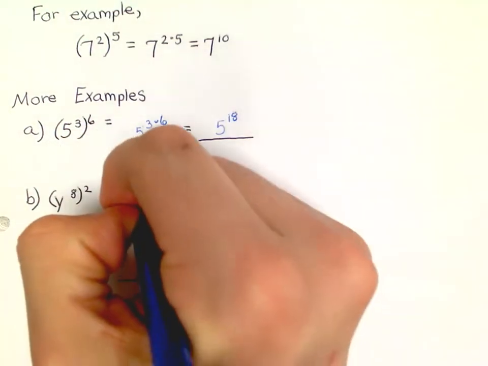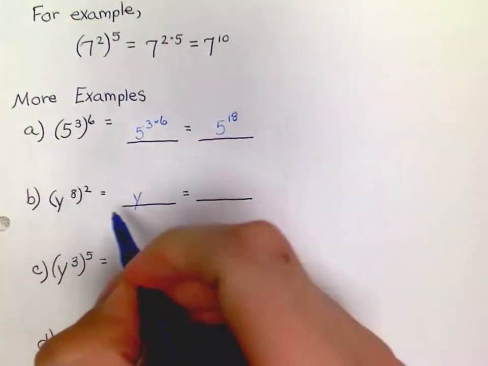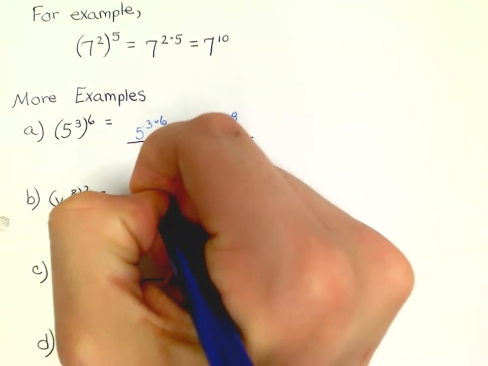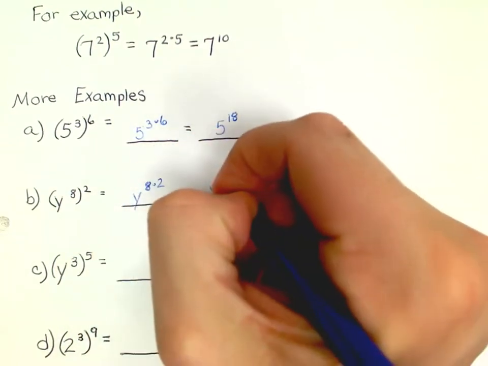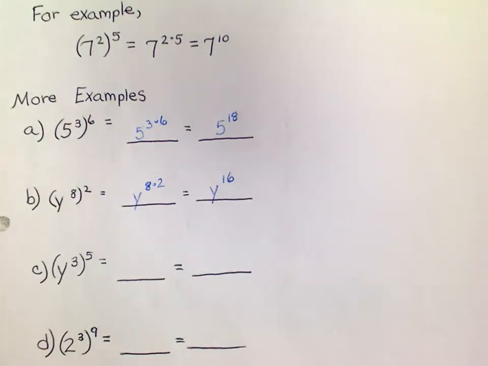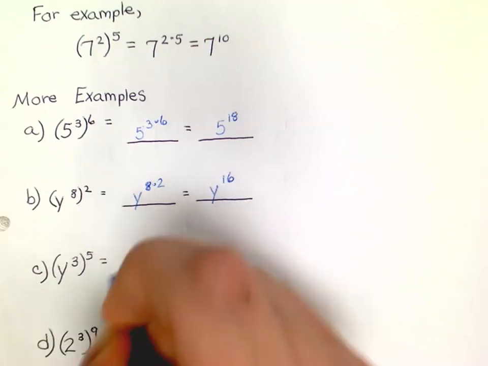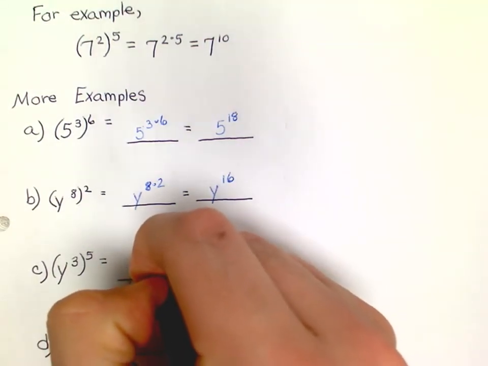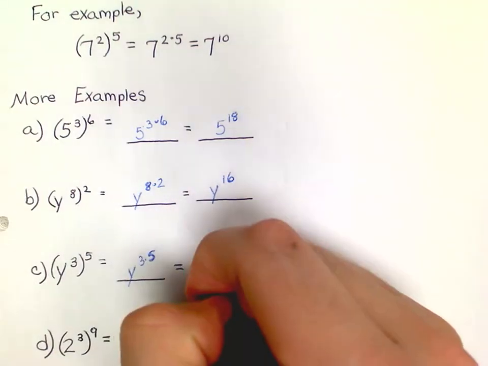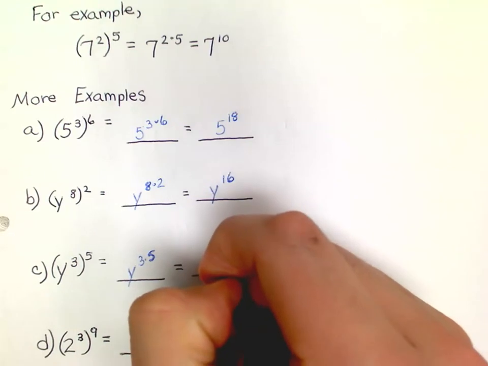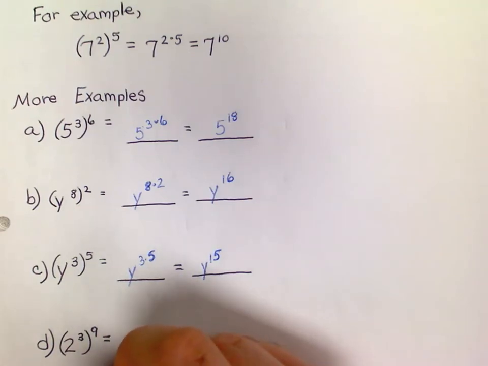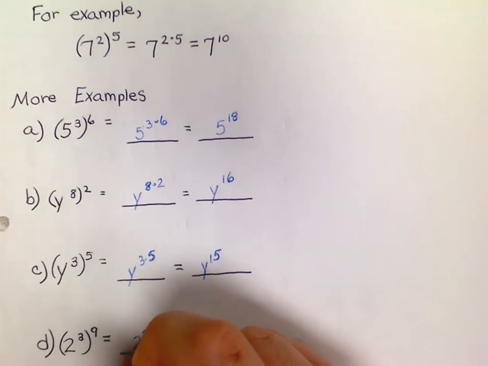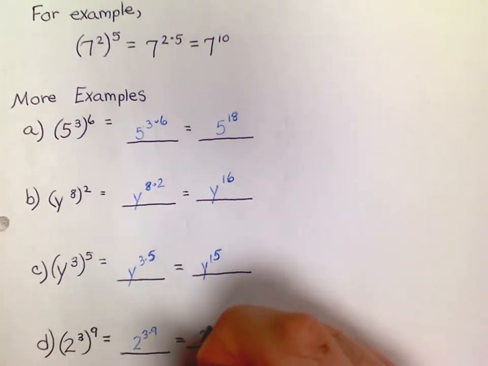Okay, now let's keep going. For this one, just write our base down, and then just work with our exponents. 8 times 2, that will reduce to 16. If we look further down, y is our base, and we have these exponents, 3 times 5, because we're just applying the power rule for exponents. And remember, 3 times 5 is 15. Okay, let's look at this final example. So we rewrite our base, and then let's multiply our exponents together. So we have 2 to the 27th power.